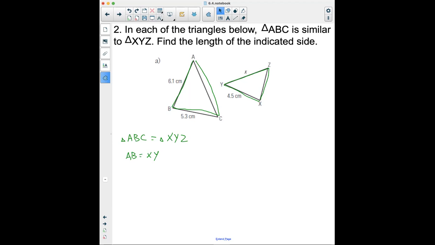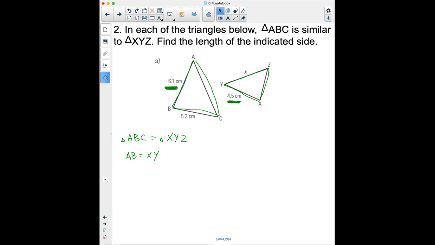Okay, so we know this is side AB, so 6.1, and then side XY is 4.5 centimeters. So we can use those two sides. Those are my corresponding sides, right? Remember, we need to use the corresponding sides to find scale factor. So we will use those two sides to find that scale factor.